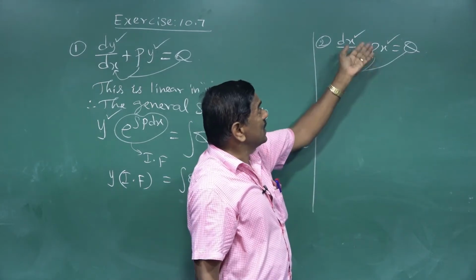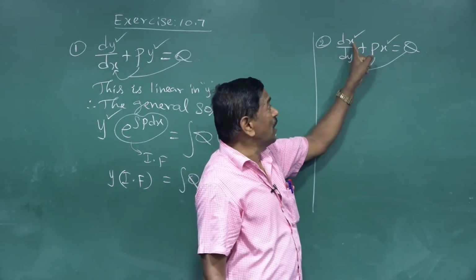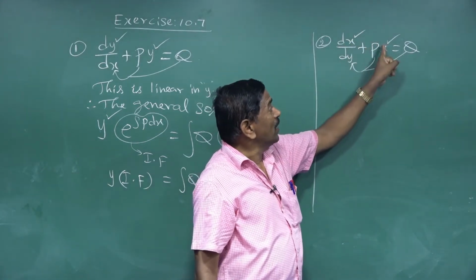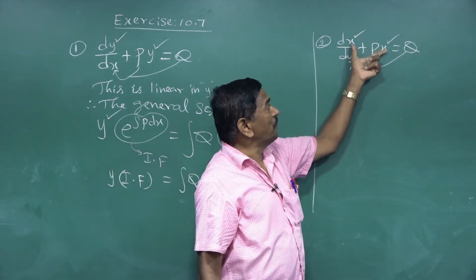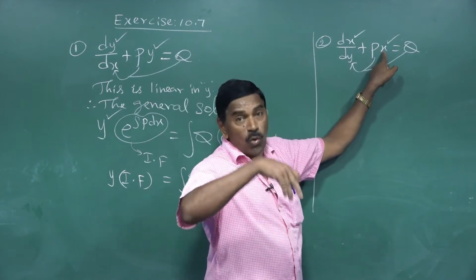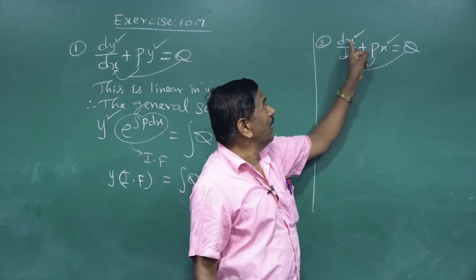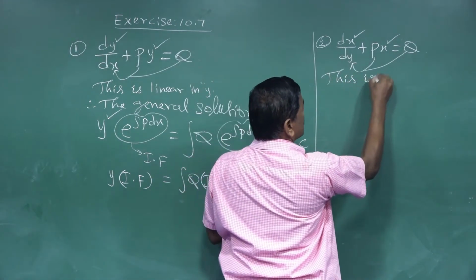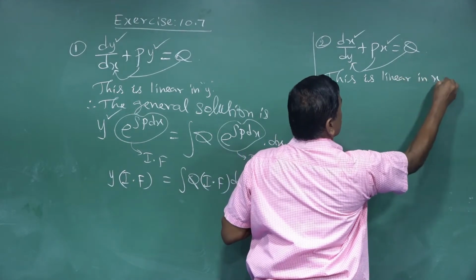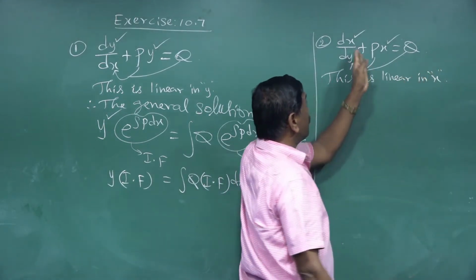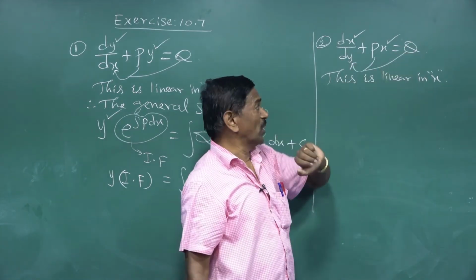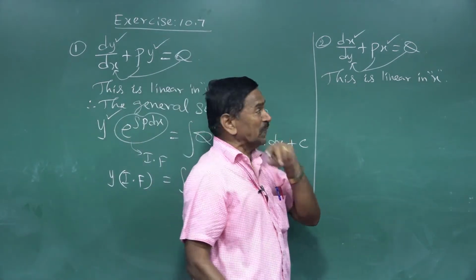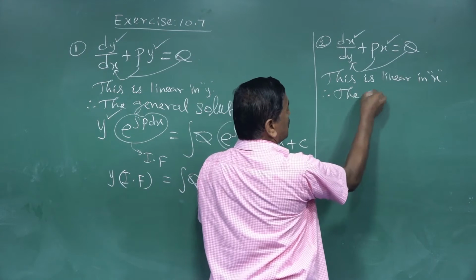That's the idea. Now this is linear in x. Differential of x means there is only one x and no other x variable. So this method is said to be linear in x. It is of the form dx by dy plus px is equal to q. Therefore, the general solution follows the same idea.